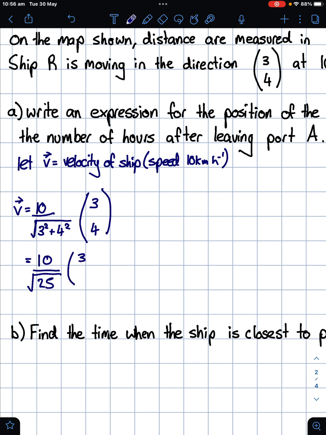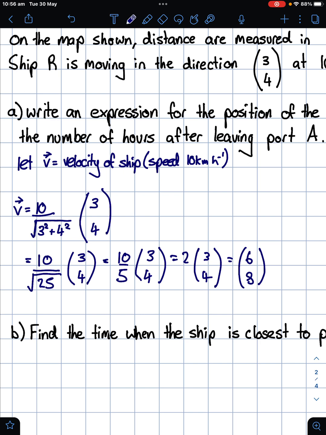So we've got (3, 4). We're going to end up with 10 on 5, which times our vector (3, 4) is going to equal 2 times (3, 4), which means our velocity vector is going to be (6, 8). All right, so we should be all good with that. That's sort of a refresher from previous things we've done.